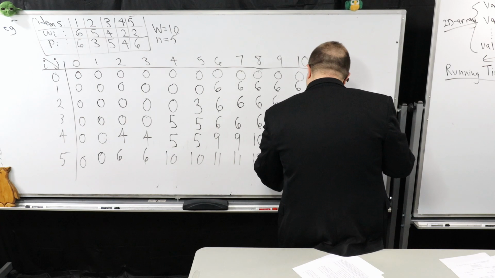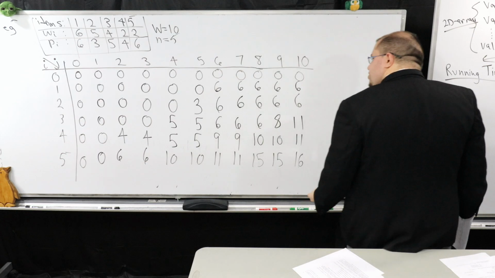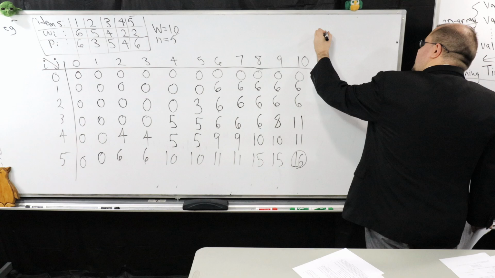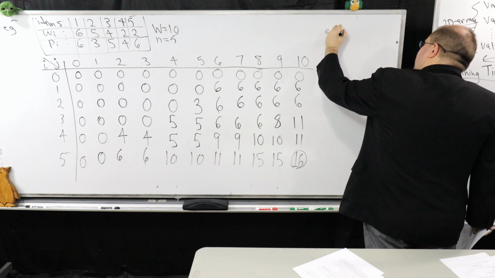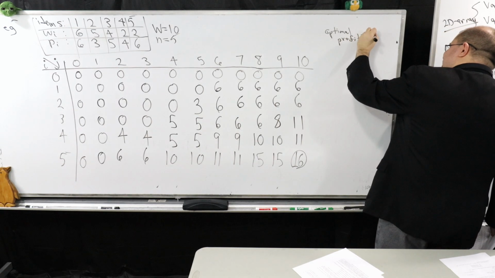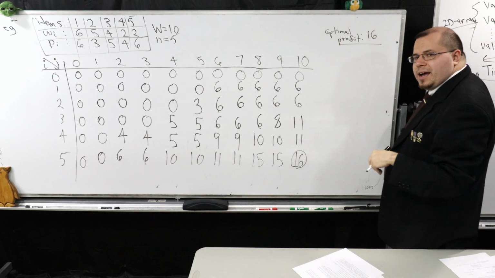15, 15, and 16. So if somebody asked you what the optimal profit is, it's going to be sitting right here. So you tell me that the optimal profit is 16. But I didn't tell you how to get the items.